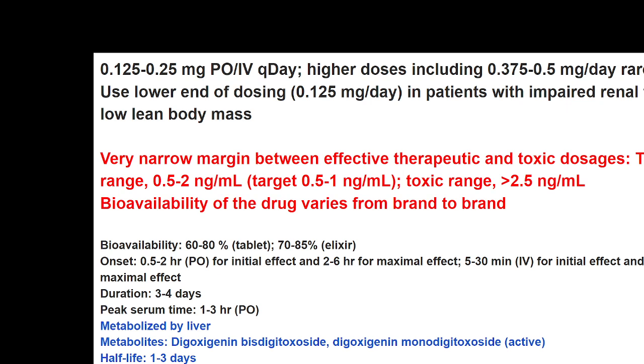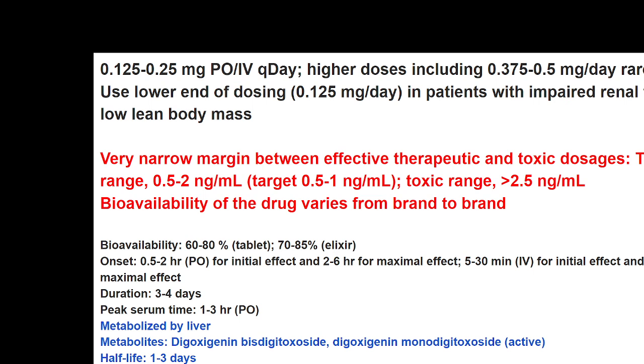But now that schedule has been changed, it is always to start with a lower maintenance dose and try to adjust the dose as such. The usual ideal dose is considered to be 0.125 milligram or 0.25 milligram orally or IV per day, and the maximum dose of 0.375 to 0.5 milligram is rarely needed.